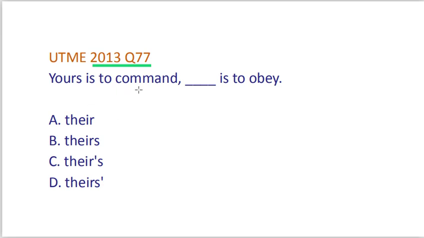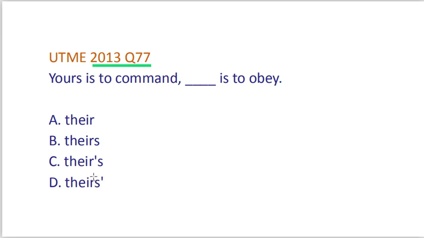The next question is UTME 2013, question 77. Yours is to command, dash is to obey. A, there, T-H-E-I-R. B, theirs, T-H-E-I-R-S. C, theirs, T-H-E-I-R apostrophe S. D, theirs, T-H-E-I-R-S apostrophe.